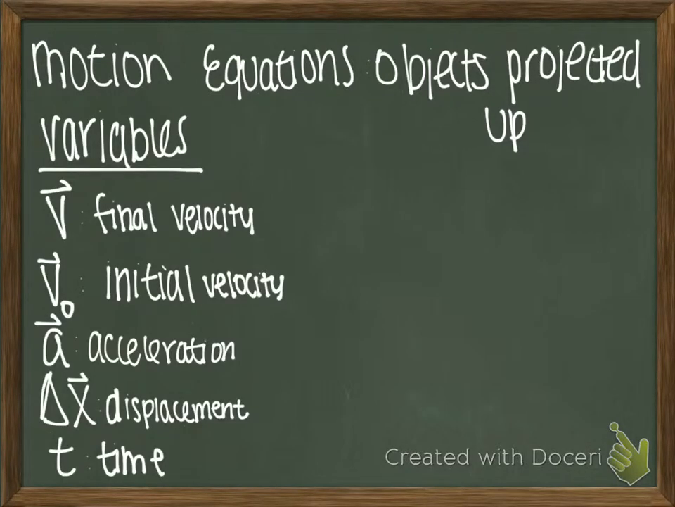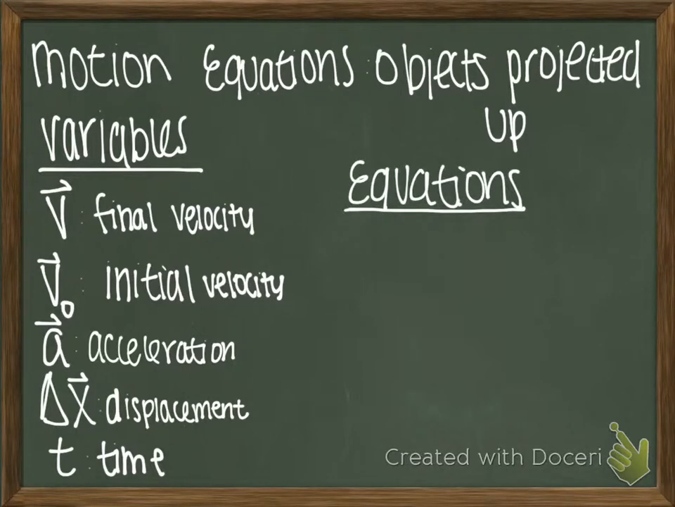The variables for motion equations consist of final velocity, which is represented by a v and a vector symbol, initial velocity, which is represented by a v naught symbol and the vector symbol, acceleration, which is shown with a lowercase a and a vector symbol, displacement, which is shown with a delta symbol, followed by an x with the vector symbol, and lastly time, which is represented by t.